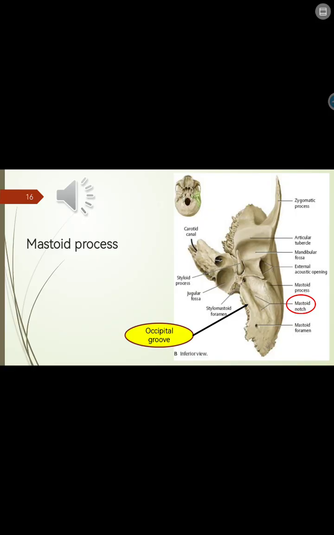And medial to the mastoid notch, we can see the occipital groove in yellow. In the mastoid notch, we can see the attachment of muscle, and in the occipital groove we can find occipital vessels here.